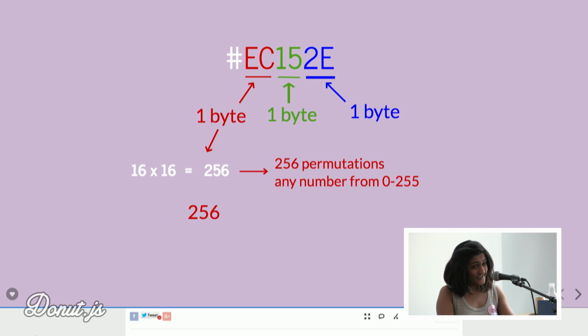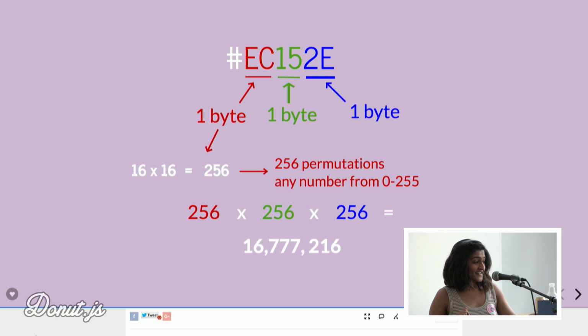Now, I don't know how good your math is. Mine is not that good, so I had to pull out my calculator for this. But 256 possible values per 1 byte times 256 times 256. That's over 16 million possible colors in the color spectrum in just 3 bytes of information, which is pretty rad.